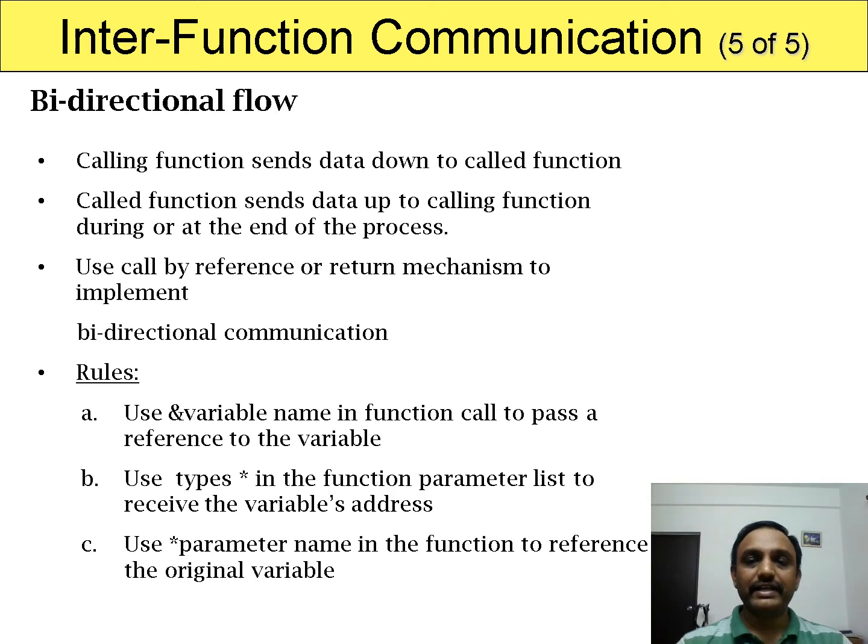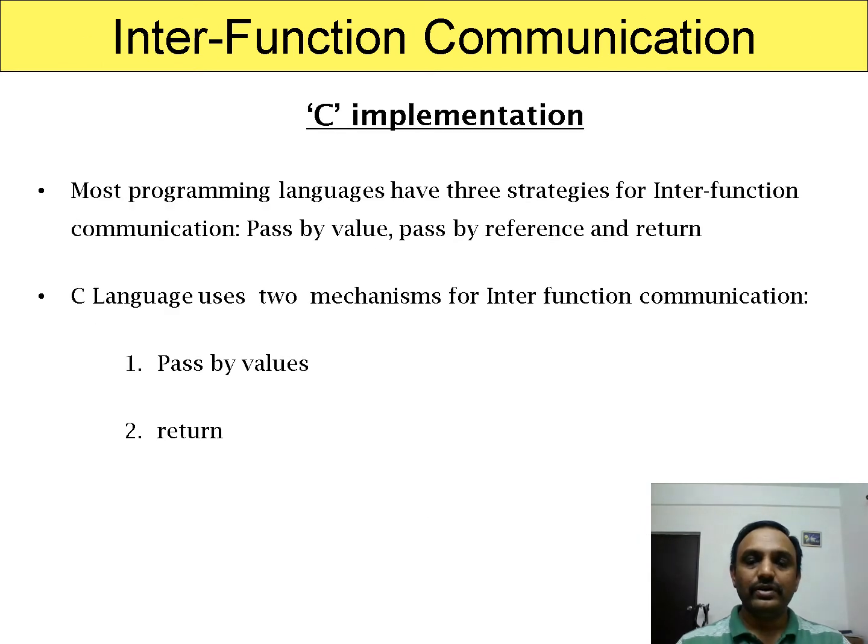Next one is bidirectional flow. Here communication is carried out calling to called and called to calling. Here we have to mainly use addresses and pointers to perform this bidirectional flow. To implement this inter-function communication in C language, we have to use pass by value and pass by reference, and the different return types, etc.